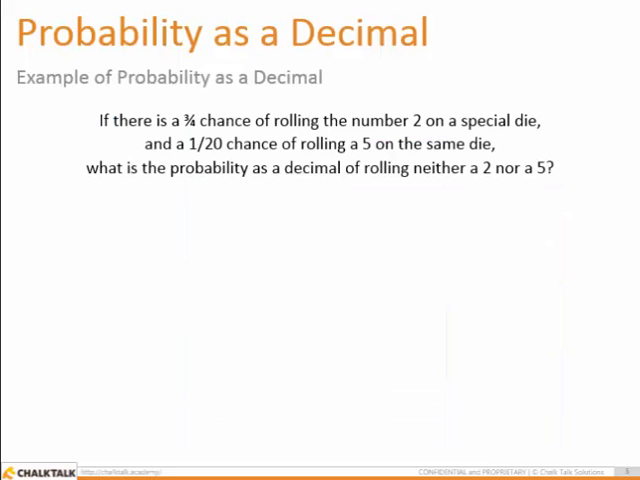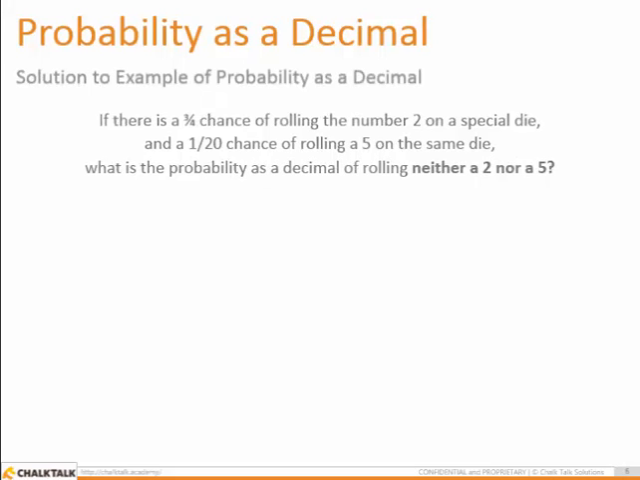Let's solve this problem and make sure to give the answer as a decimal. A special die has a 3 out of 4 chance of rolling the number 2 and a 1 out of 20 chance of rolling the number 5. What is the probability of rolling neither a 2 nor a 5? In other words, any number but 2 or 5. Be careful in problems like this not to confuse the words either and neither.